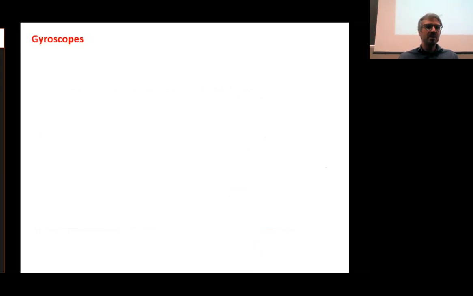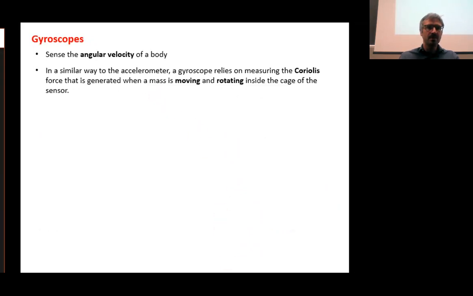Finally, the last one is the gyroscope, the last inertial sensor, and the gyroscope senses, as I said, the angular velocity of a body. In a similar way to what accelerometers do, a gyroscope relies on measuring an inertial force, which is the Coriolis force.